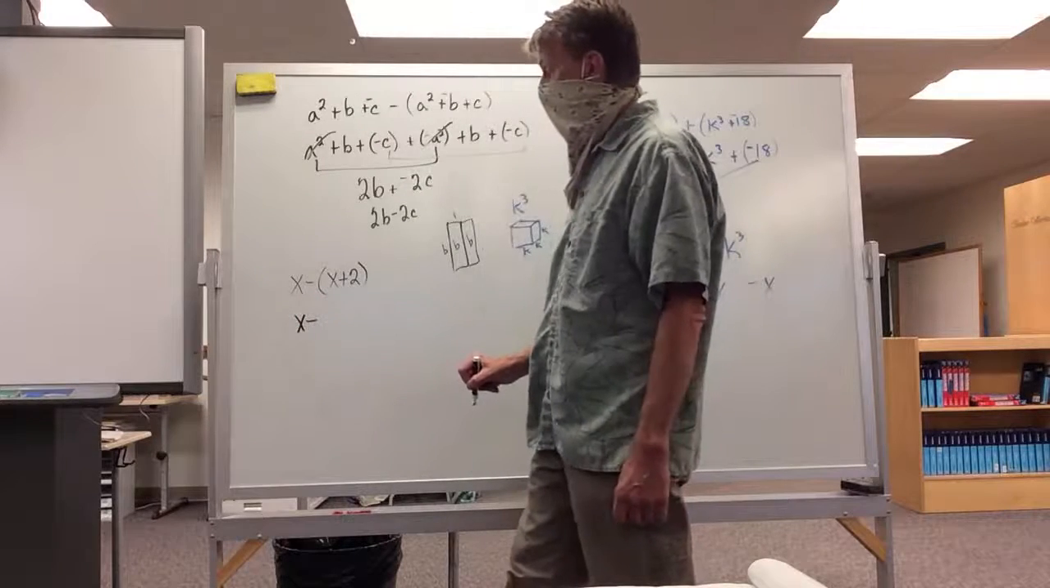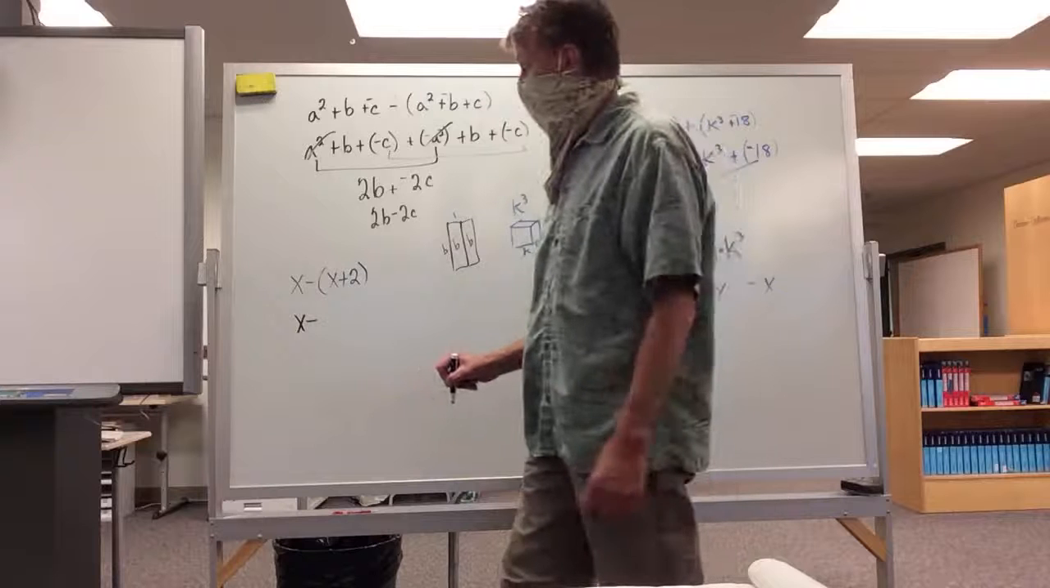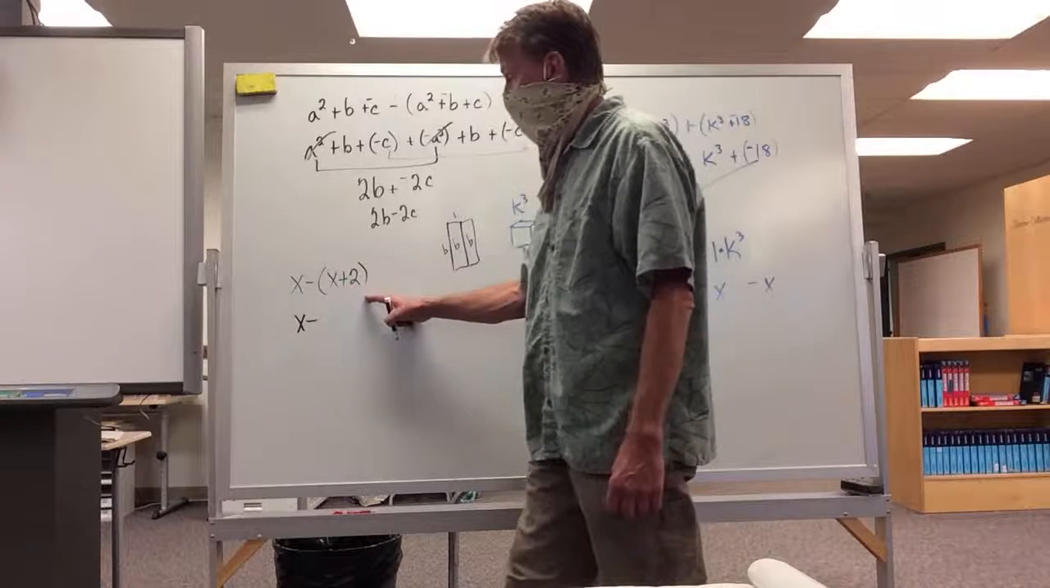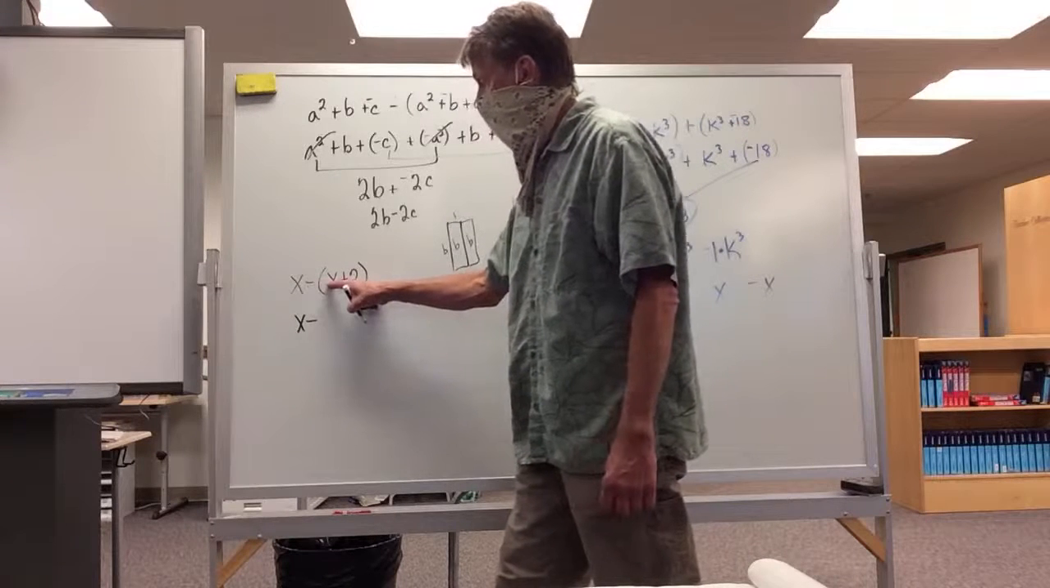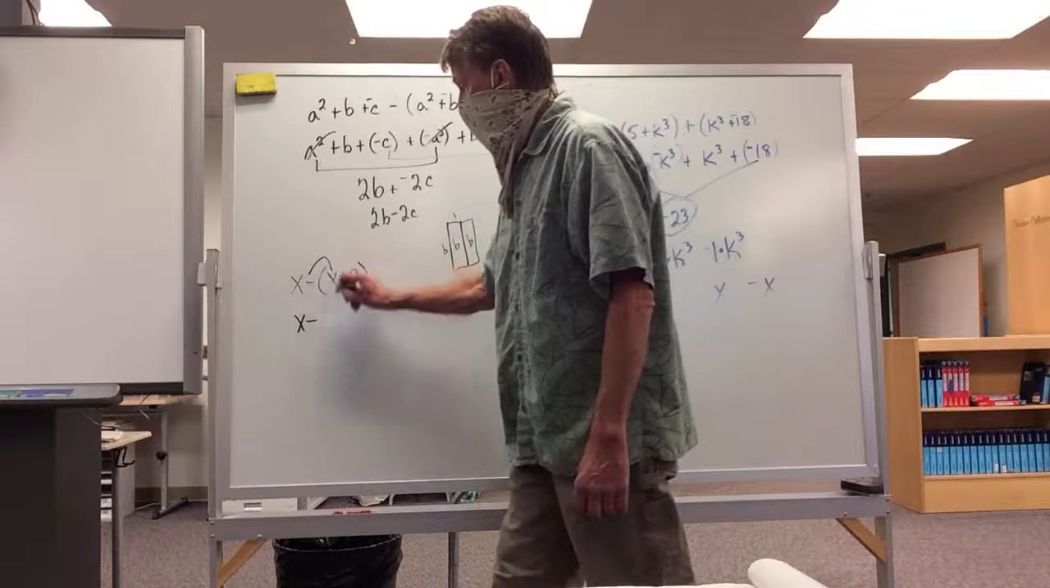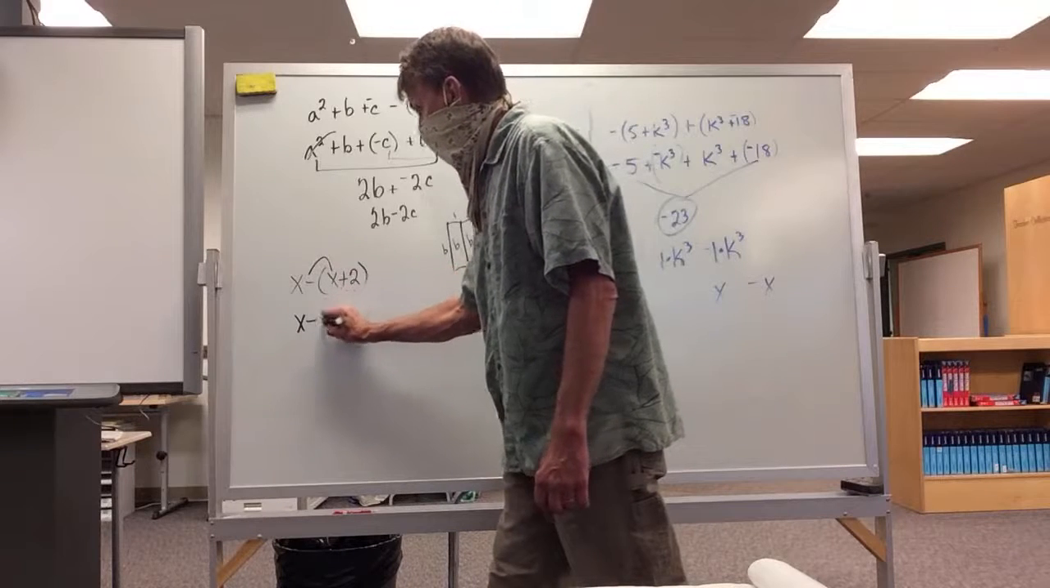X subtract. Work from left to right. What does this do to the x here? Disappear, so it's a 0.